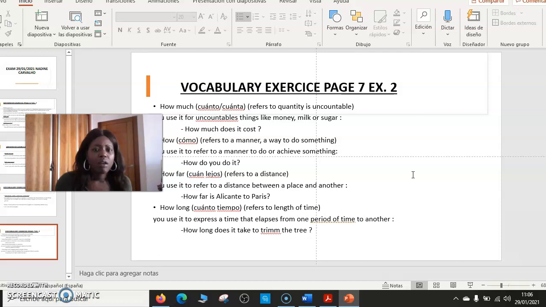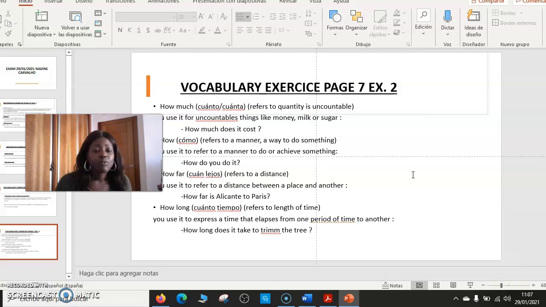We use how much, which means cuánto or cuánta, to refer to quantity. It is uncountable. You use it for uncountable things like money, milk, or sugar. How much does it cost, for example? And then you have how, which means cómo. It refers to a manner or a way to do something. You use it to refer to a manner to do or achieve something. For example, how do you do it?